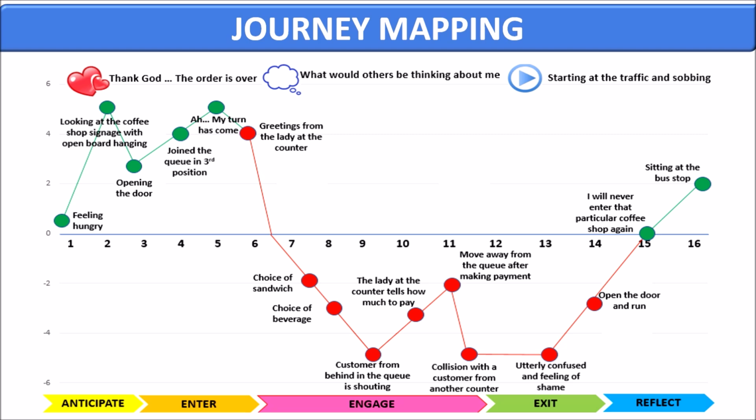She does not know how to communicate in English with the neighbors, and especially in the coffee shop, because all are different places. She got a fear also in her mind. So at the reflect stage, I will never enter that particular coffee shop again. And finally, she got to the bus stop and sat very quietly, staring at the traffic. So that is the journey map of Sridevi at the coffee shop.